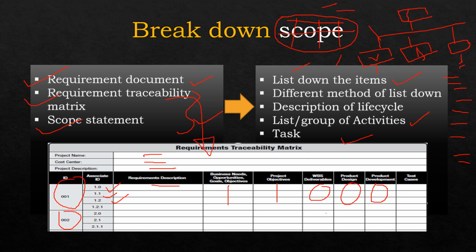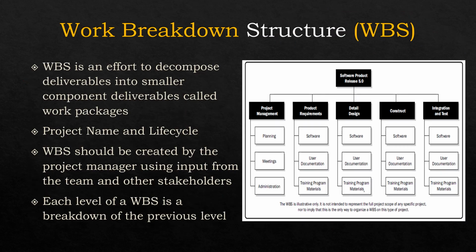We also have a description about the life cycle that we are going to follow, such as the predictive model, the agile, or hybrid model, that we can discuss in detail in the upcoming slide. Let's understand the work breakdown structure, and also let's elaborate it by taking an example.